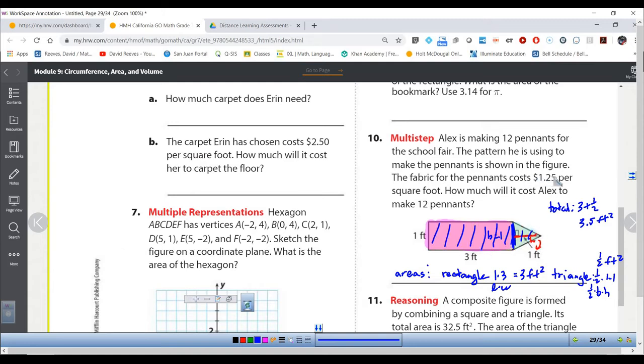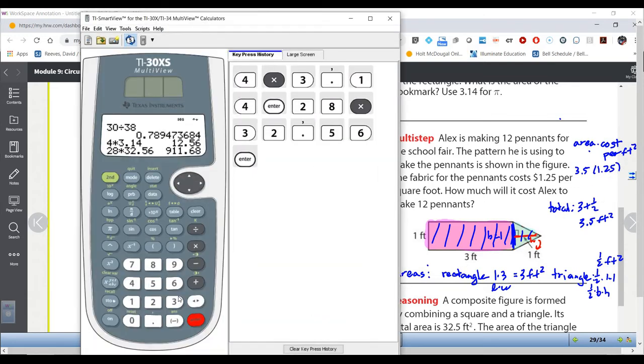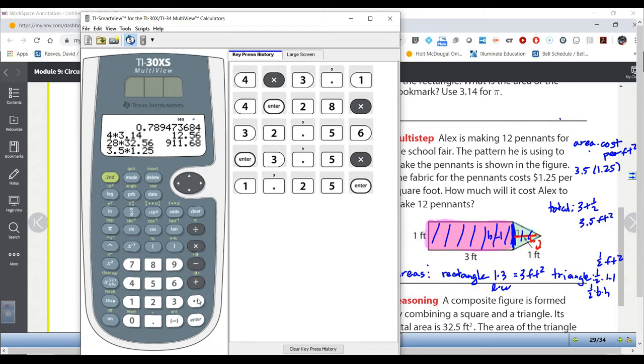Okay, but it's going to cost him $1.25 per square foot. So just like in the previous problem, we're going to do the area times the cost per square foot. Let me try writing that again. The area times the cost per square foot. So the area is 3.5. And the cost per square foot is $1.25. And so now I am going to go ahead and get out my handy dandy calculator. And I'm going to do 3.5 times 1.25.